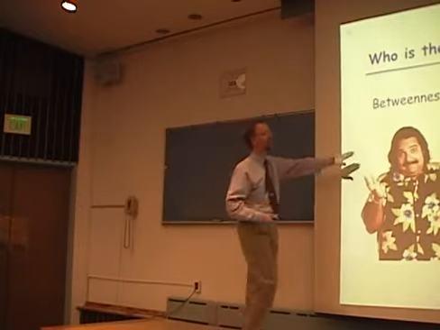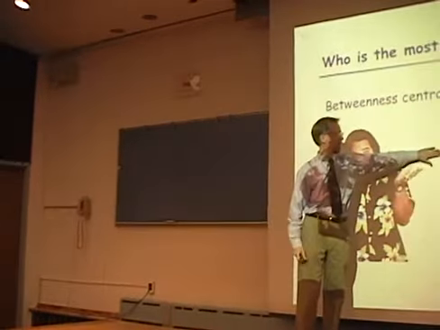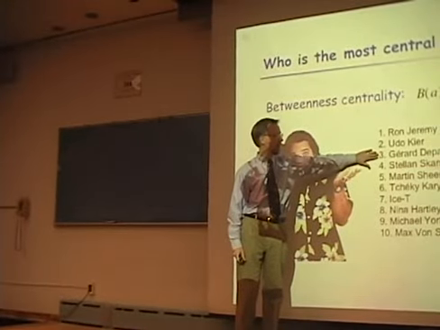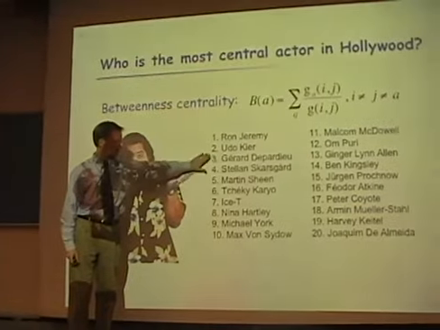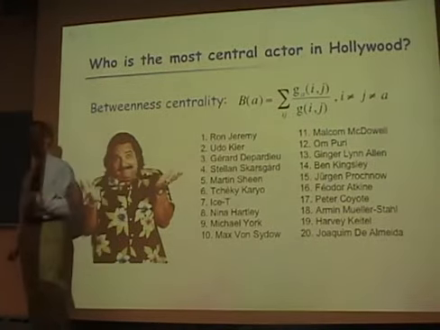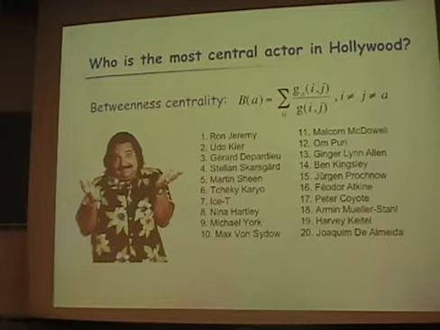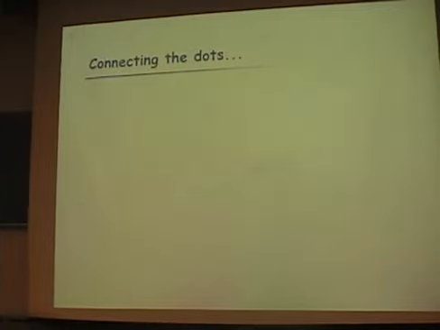However, if you go down the list a little bit further, Gérard Depardieu, a very well-known French film star who starred in a fair number of American movies as well. Same with Stellan Skarsgård. Martin Sheen shows up pretty high. There is a pretty strong correlation between betweenness and closeness centrality as well. So, putting together these ideas.